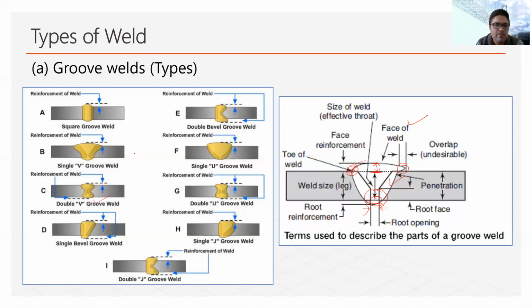Now we can see single V or single U, all those single types of groove welds may be referred to as partially penetrated, because at this point and this point, welding may not penetrate, or it may not be fused. Fusion may not take place properly between the welding and the plates. That is why they are considered partially penetrated.